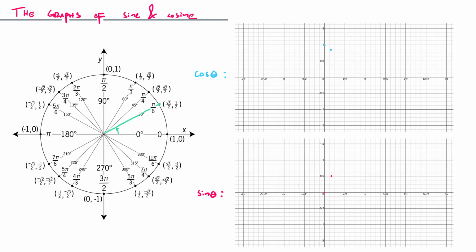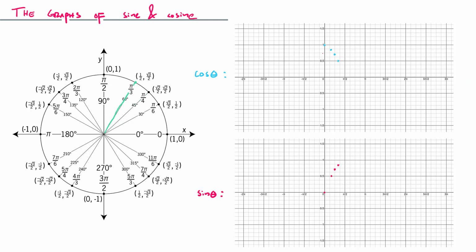So at pi over 6, at 30 degrees, which is about here, not exactly, but it's somewhere there, cosine is square root 3 over 2, which I kind of estimated where that is. Sine is easy because that's a half, so it's exactly on the half mark. Moving to 45 degrees, or rather pi over 4, since the x coordinate here is in radians, cosine and sine are both square root 2 over 2, so they're at the exact same height here on the y-axis. So they get a point there.